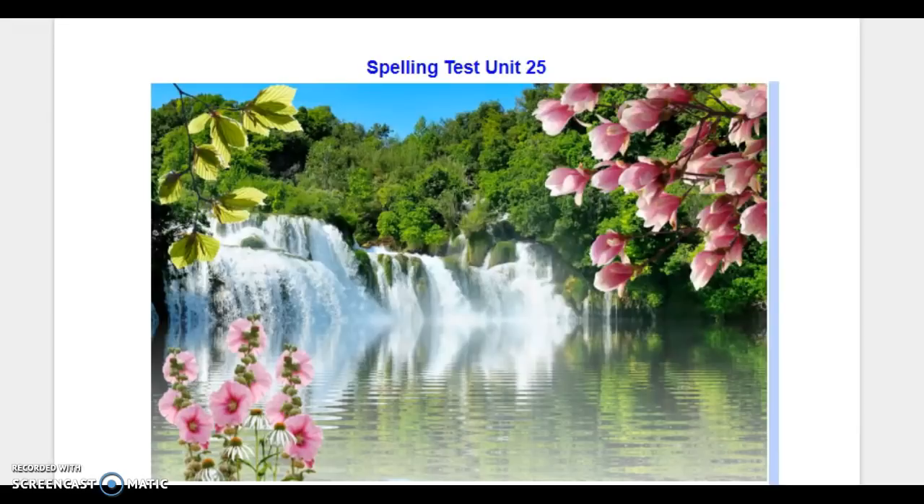Number 5, destroy. You can destroy a Chromebook if you drop it in water. Destroy. Number 6, oil. Oil does not mix with water. Oil. Number 7, soil. Soil is another name for dirt. Soil.